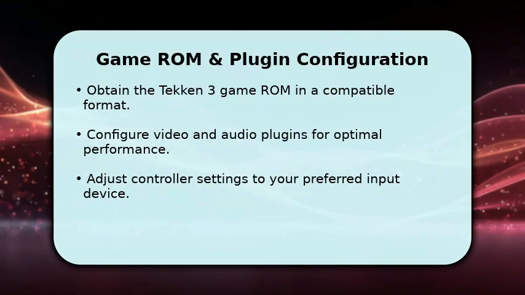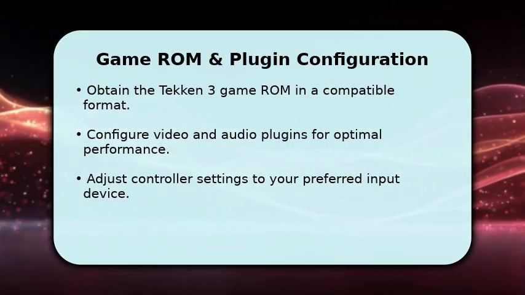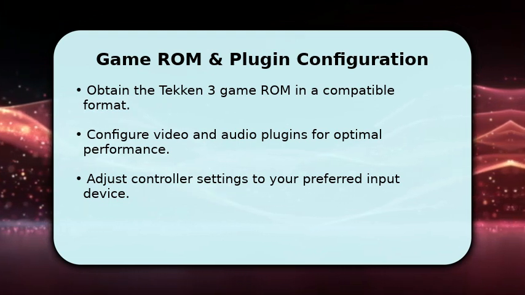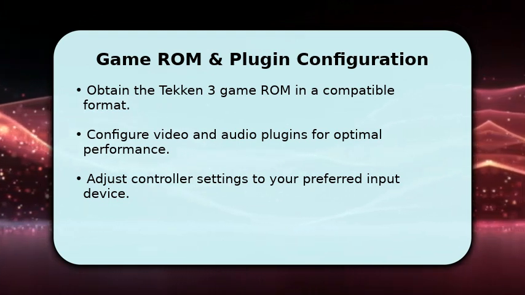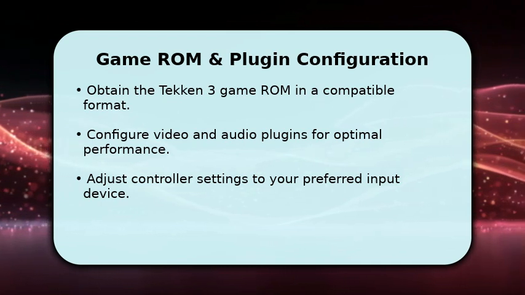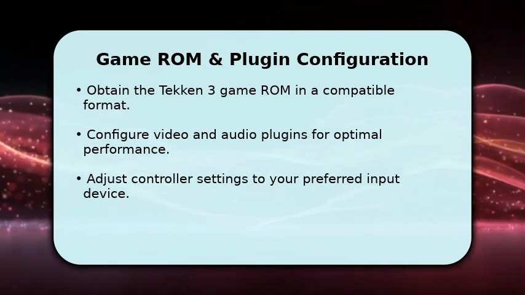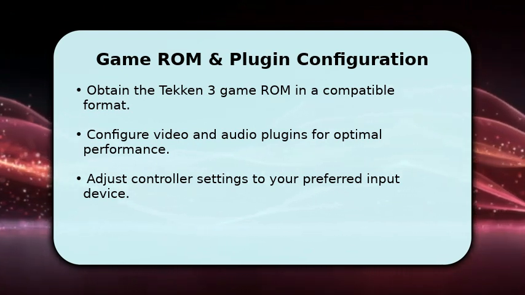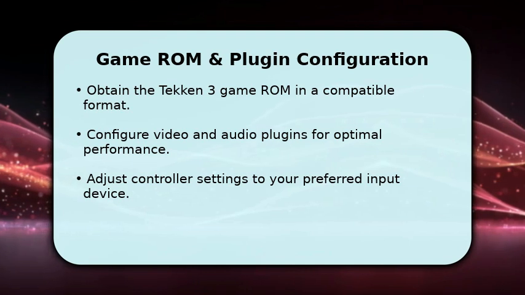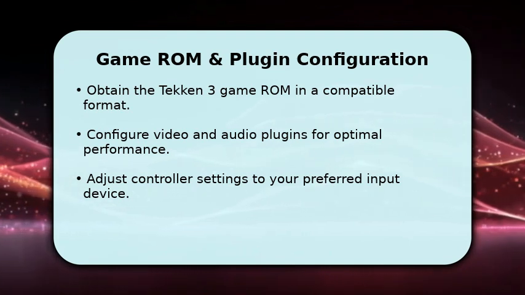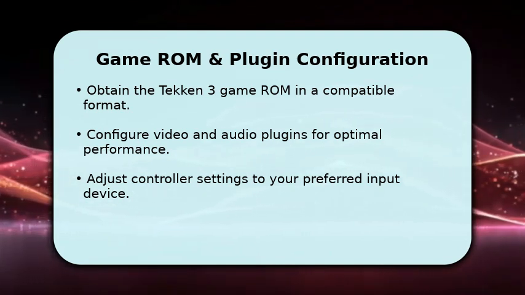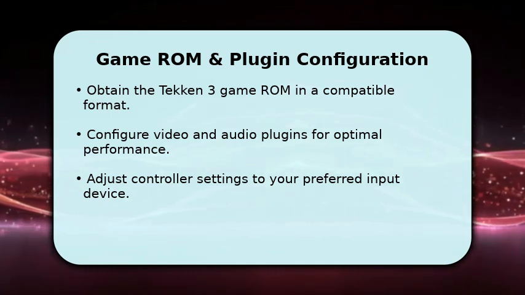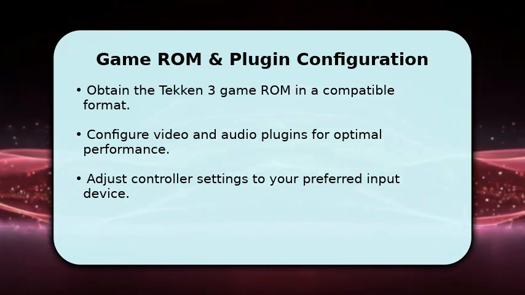Next, you'll need the Tekken 3 game ROM, typically in an ISO or bin/CUE format. After acquiring the game, launch ePSXe and navigate to the configuration wizard. Here, you'll select your video and audio plugins. For video, Pete's OpenGL2 plugin is often recommended for enhanced graphics, while the ePSXe SPU core works well for sound. Finally, set up your controller, whether it's a keyboard or a gamepad, mapping each button to your liking.